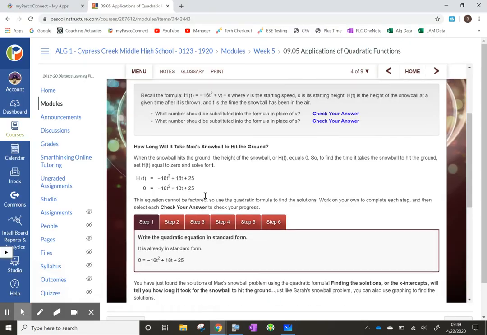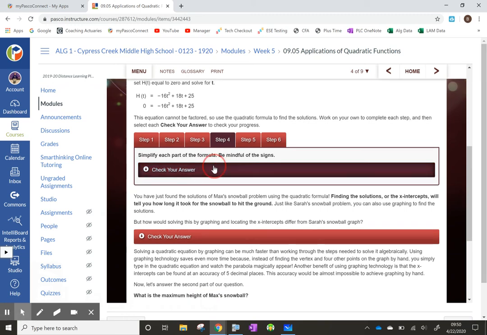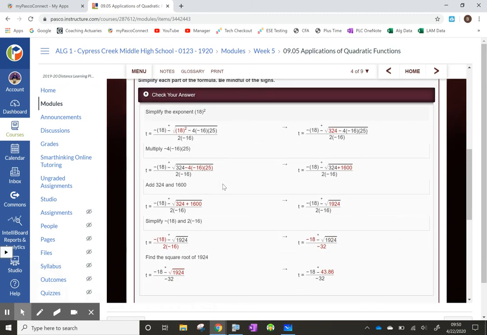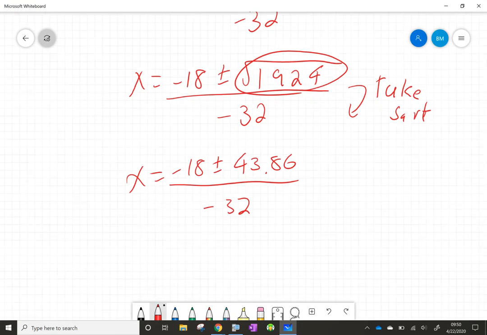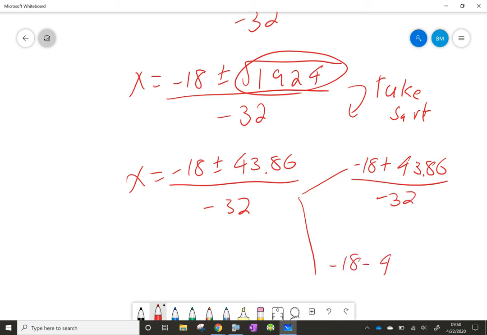Just to be safe, I want to make sure that I'm on the right track here. Because I got a funny decimal, I want to see if that's what they got. Yep, they still had 43.86. Just making sure, because sometimes you get decimals and think, that doesn't look right. Even I feel like that, so it's okay. We want to check our work. Now, since we got the square root gone, we break this into the plus and the minus sections. So we'll have negative 18 plus 43.86 divided by negative 32, and then negative 18 minus 43.86 over negative 32.